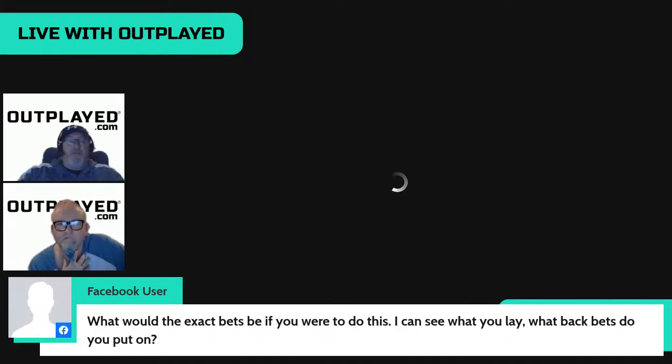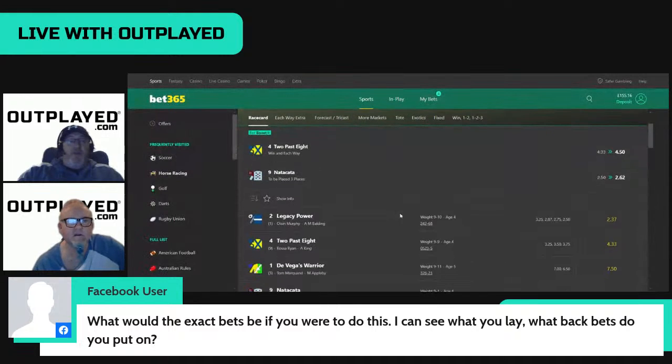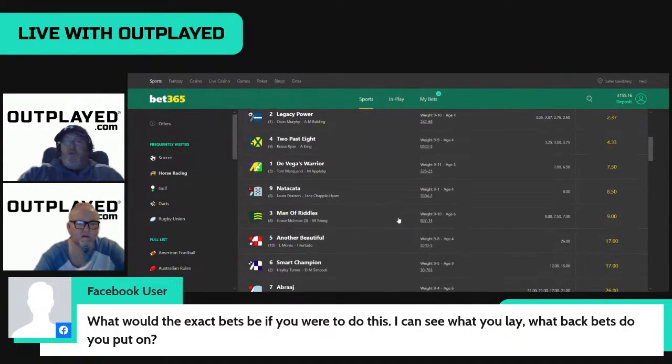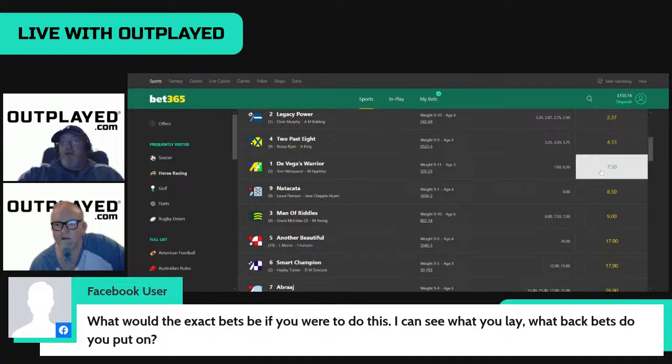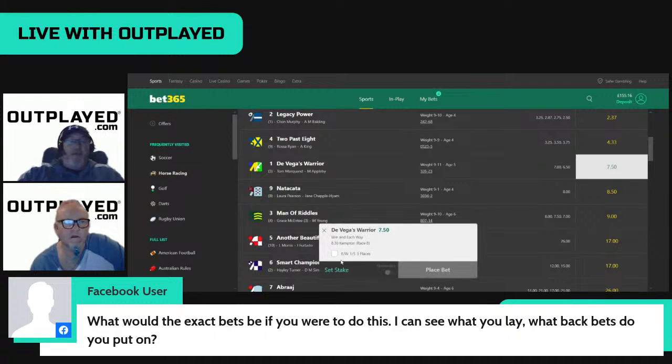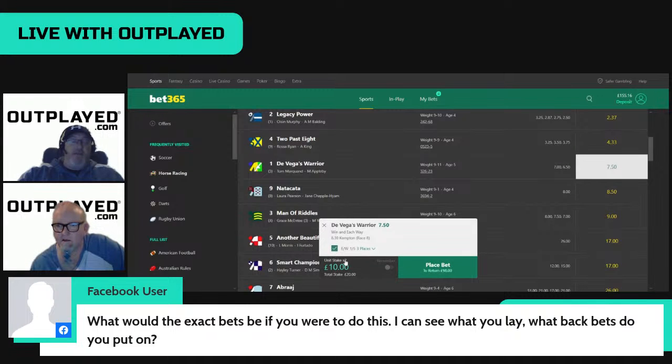Bet365. Share. Got it. So all you'd be doing with the bookmakers is whichever horse it was. So let's say it was De Vegas Warrior. You'd click on the odds there, and you put in your stake of £10, and you just click that each way box there. So it's therefore doing £10 on the win, £10 on the place for you.